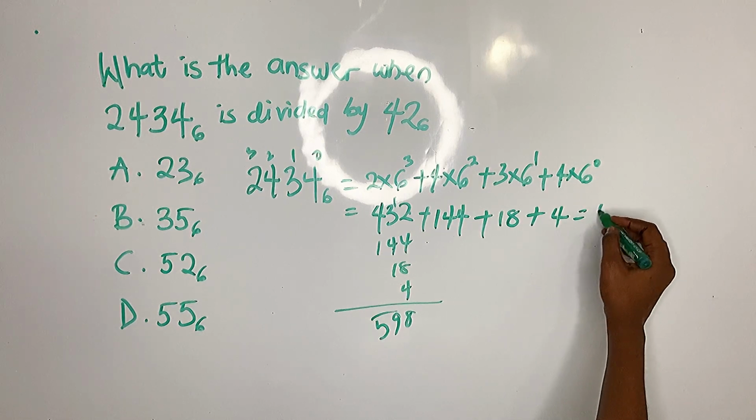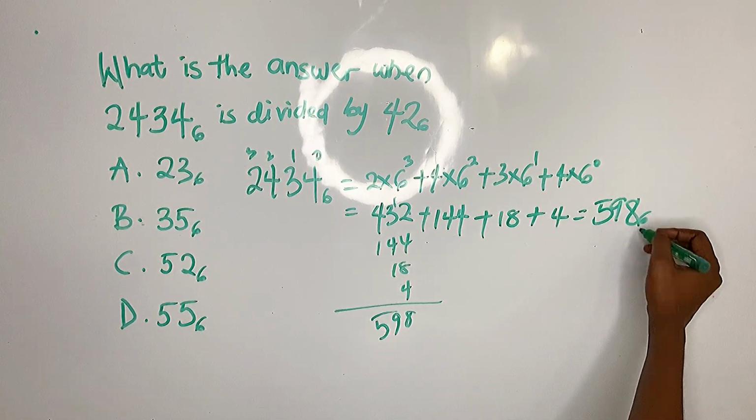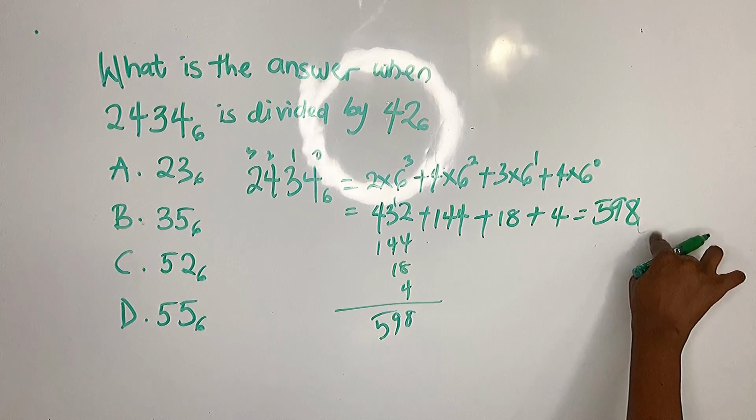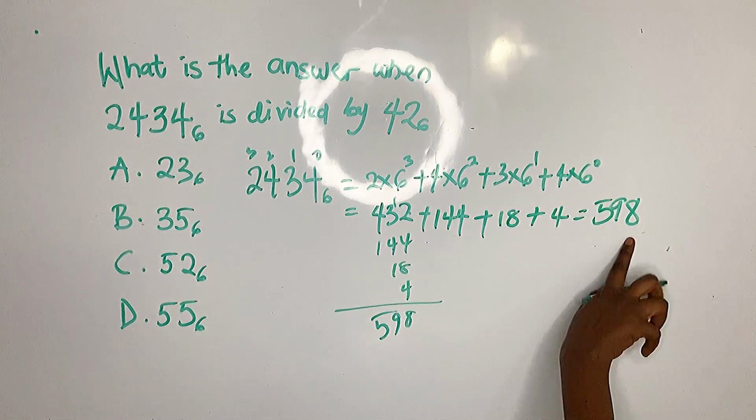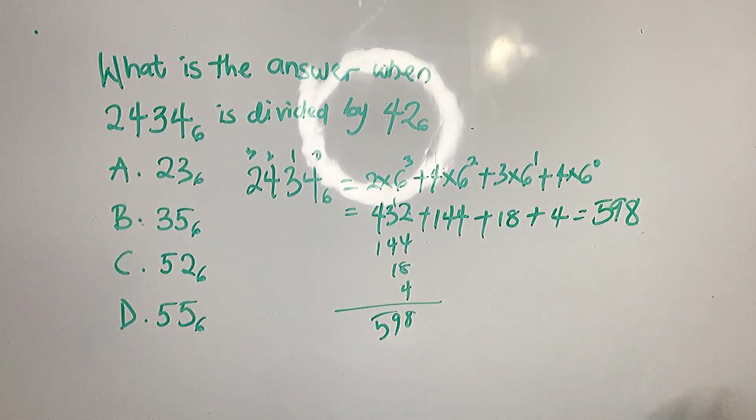So your answer is 598 base 10. Okay. The only number is in base 10. Sometimes you don't need to write the base, because base 10 numbers are ordinary numbers, denary numbers that we work with on a normal day. That's why it's always comfortable to convert to base 10 and solve.